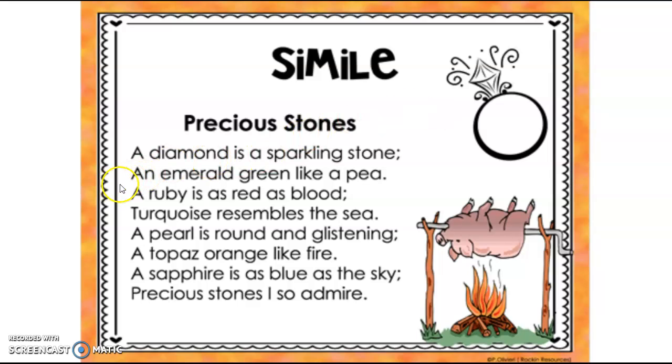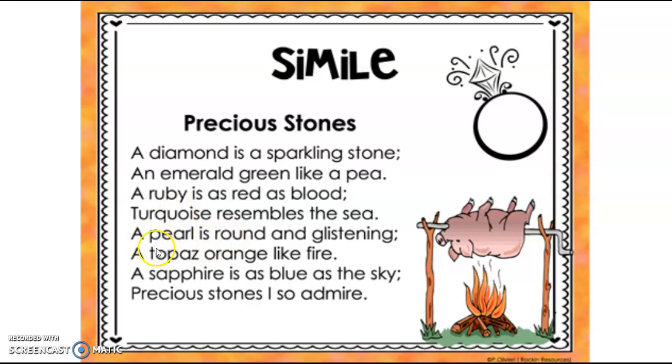So the first simile that we see here is an emerald green like a pea. This is comparing the color of the emerald stone to the color of a pea, which we know is green. Next we have a ruby as red as blood. So we have the word as comparing the color of ruby, which is red, to the color of blood, which we know is red.